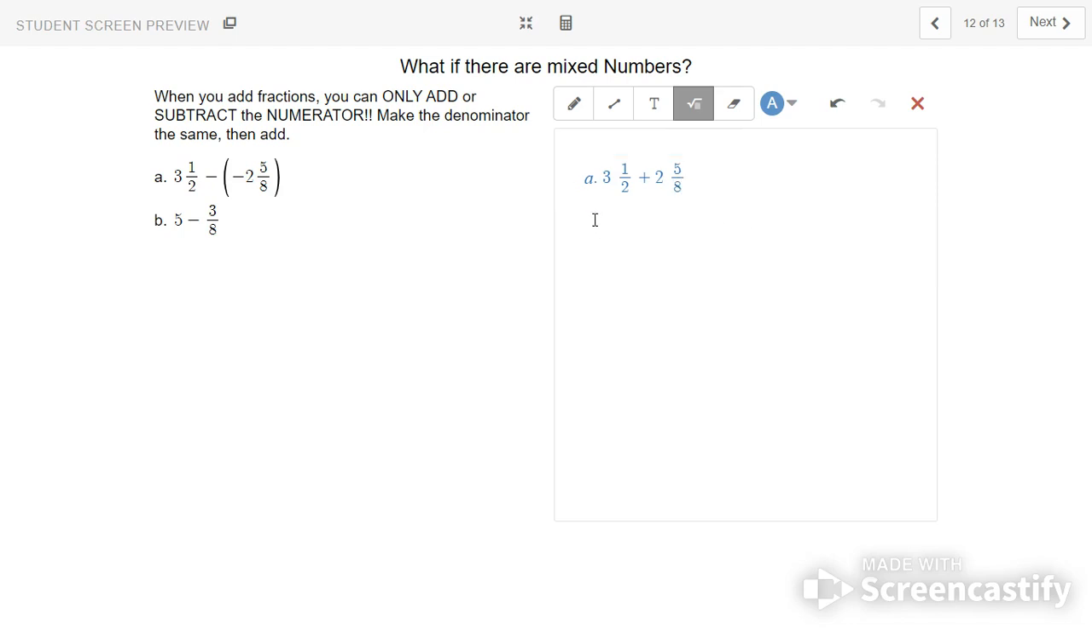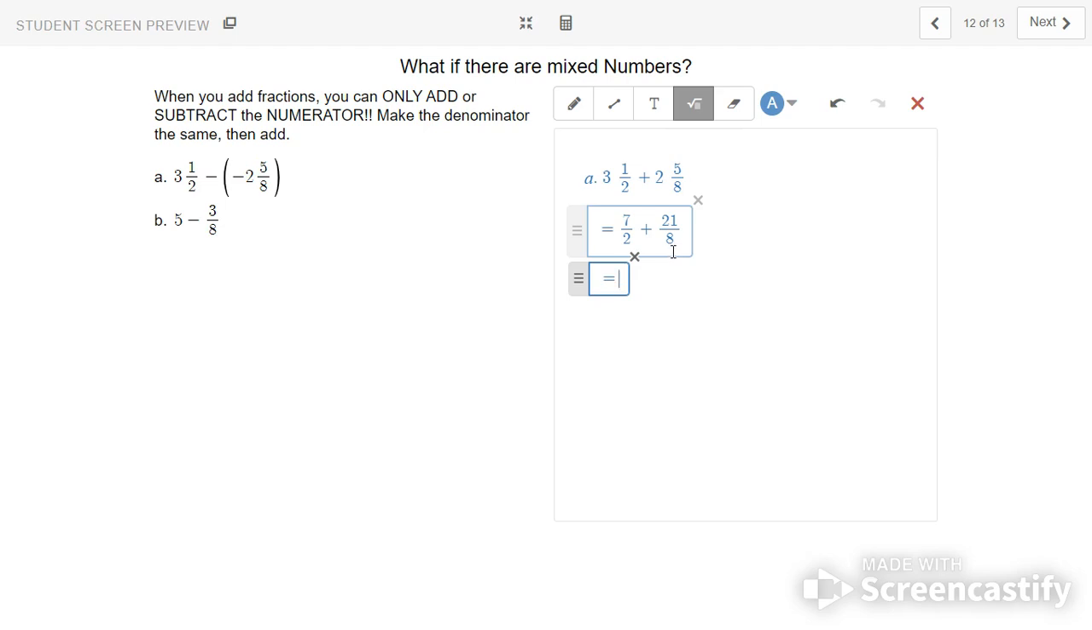Now let's rewrite this not as mixed numbers. Let's convert the mixed numbers into improper fractions. So my denominator is a 2, my numerator is a 7, and I'm going to add it to 21 over 8. Now, the next part, I need to find a common denominator. The common denominator here would be an 8. That would be our lowest common denominator.